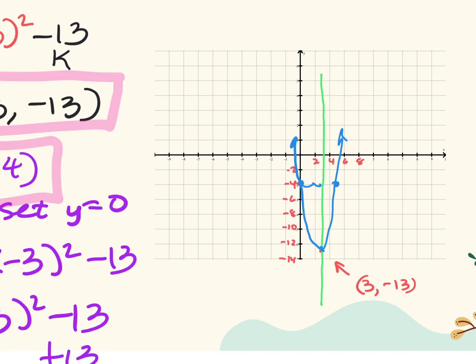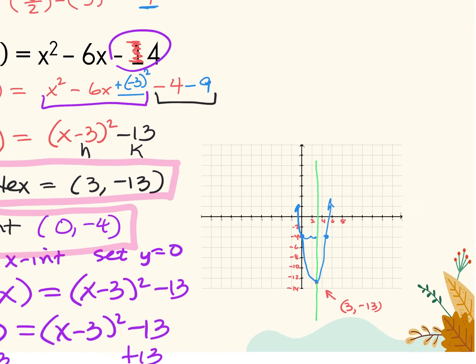Now, another way we could have also done this same problem, if we didn't want to convert it to the standard form, we could have worked with it and used the negative b over 2a. However, on the quiz next week, you will be required to complete the square and get it into the standard form. So let me go ahead and show you that way as well.